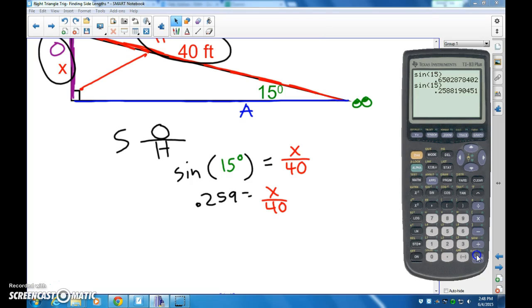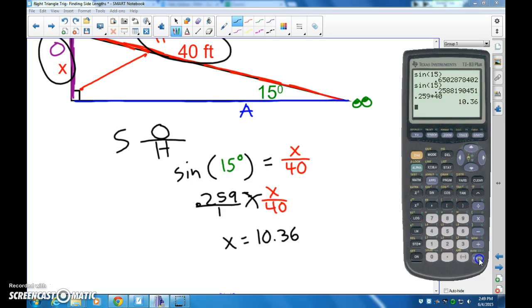Now I want to solve. When I solve, I like to think of this left side as always over 1, and I now see it as a fraction equals a fraction, and you can cross multiply, and you're going to get x equals 0.259 times 40. I rounded. You could have used the whole answer if you wanted to, but you got x equals 10.36. Now, that was a side length, so that would be 10.36 feet.